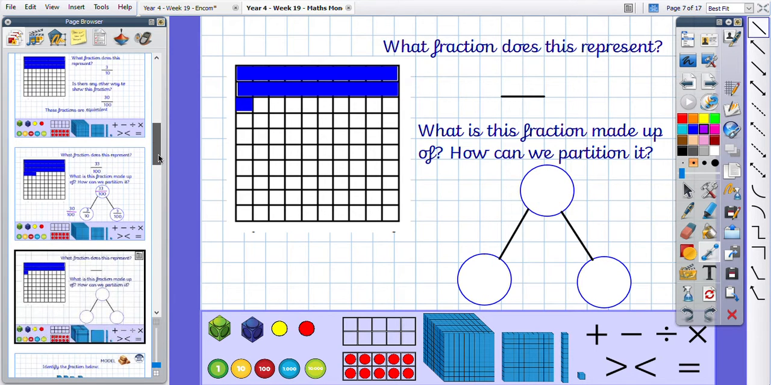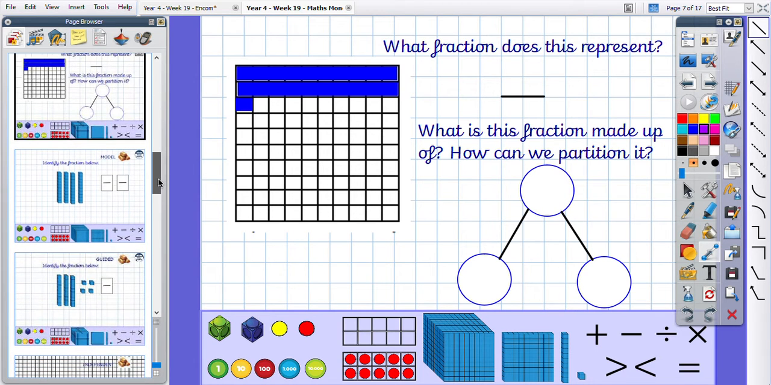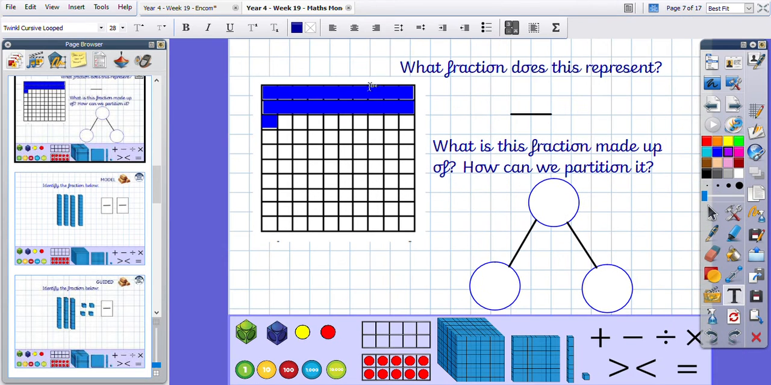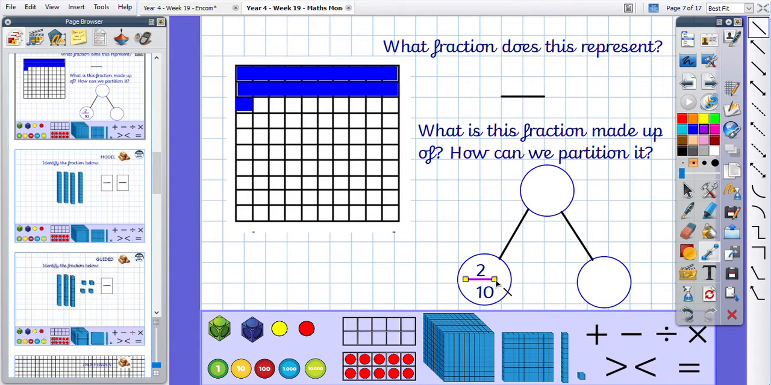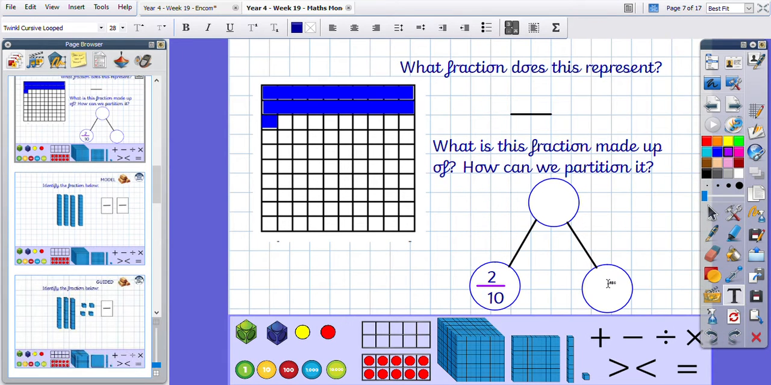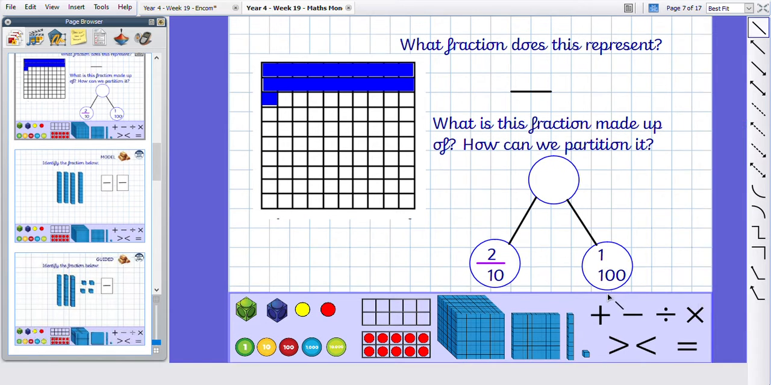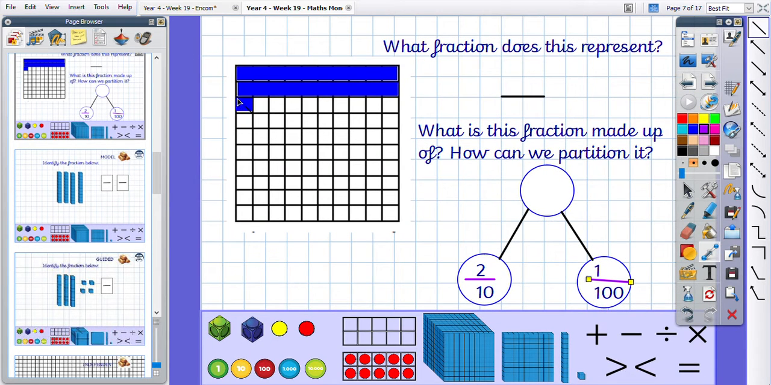Let's have a go at another one then. What fraction does this represent, and how could we partition it? So pause the video and have a little go independently, and then we'll discuss it together. Okay, so we can clearly see that we have 2/10 shaded because we have 2 whole rows and each row is 1/10 of the shape, and we have 1 100th shaded because we have 1 square by itself shaded out of 100.